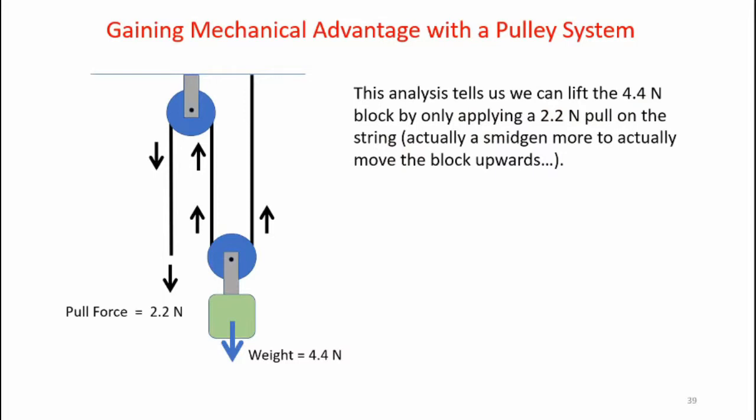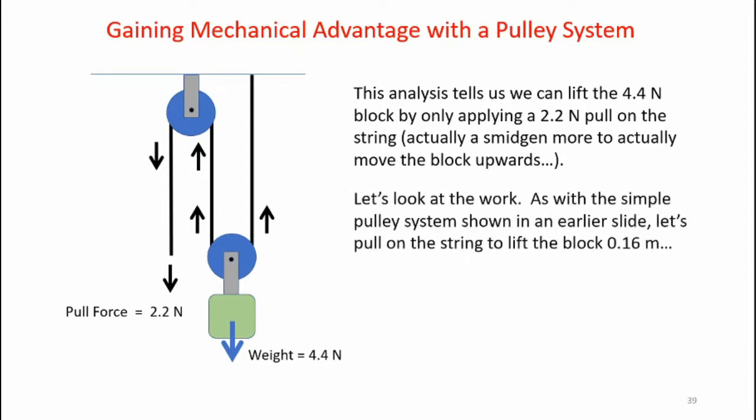This analysis tells us we can lift a 4.4 newton block by only applying a 2.2 newton pull on the end of the string. Now actually, to get the weight moving, we're going to have to apply a force that's slightly greater than 2.2 newtons. We're not going to worry about that at this point. Now let's look at the work.